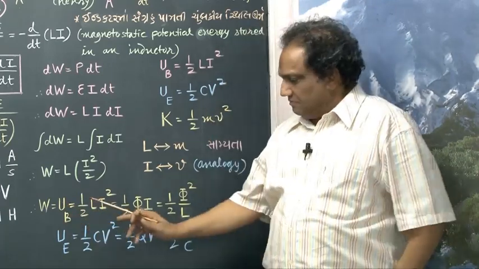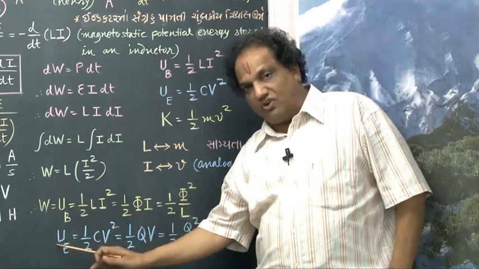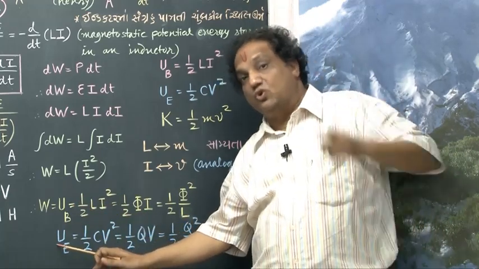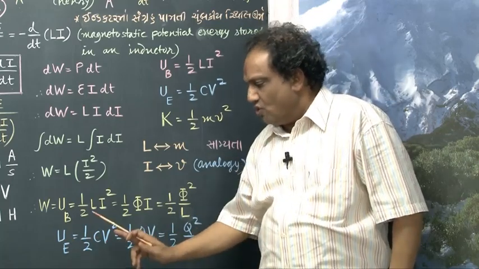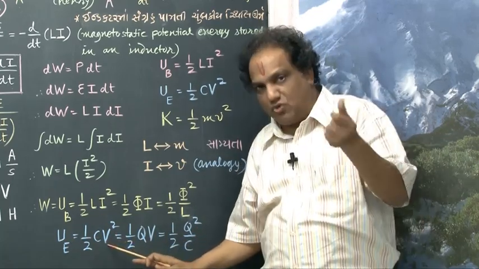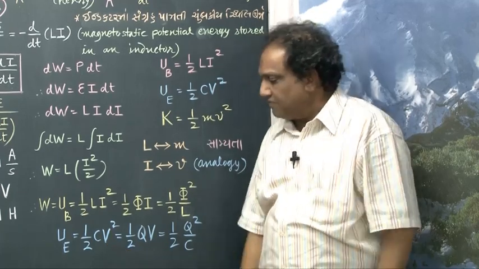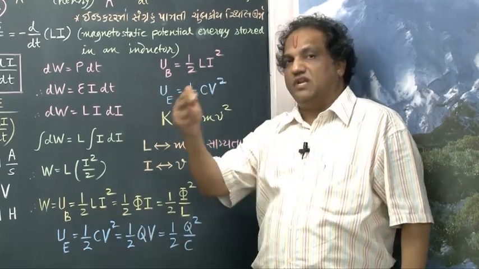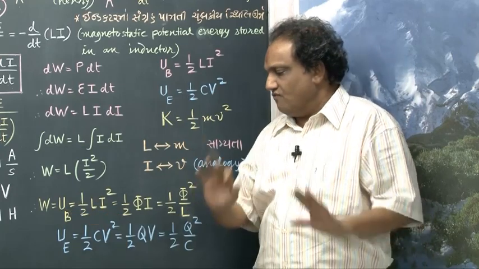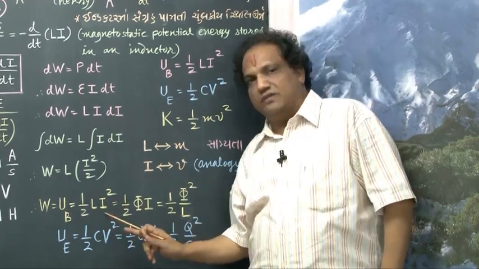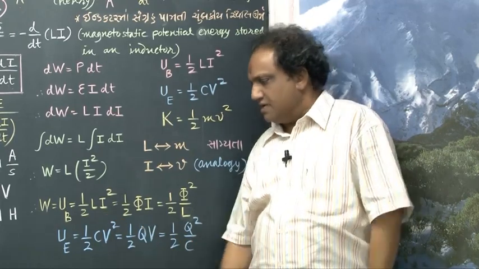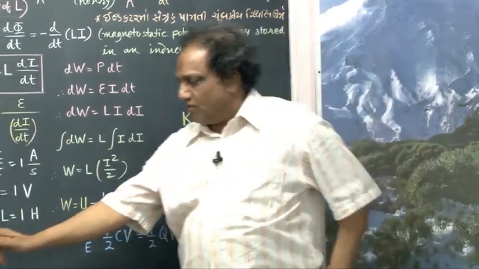Remember? A similar formula for electrostatic potential energy stored in a capacitor was U equals 1 by 2 C V square. Let us obtain two other equivalent formulas for UB. Very simple. Can you rewrite 1 by 2 L I into I? Come on. What is L into I?